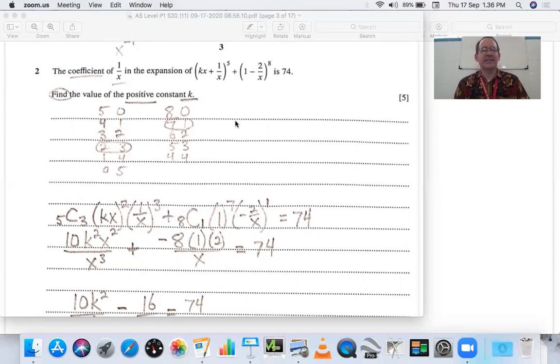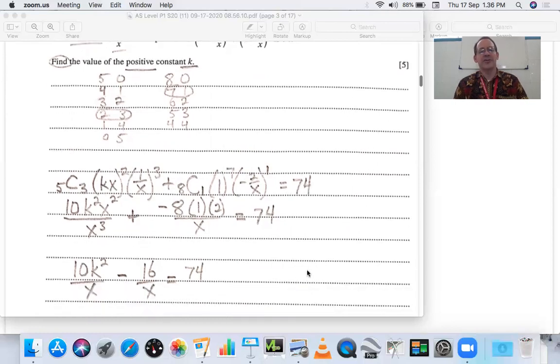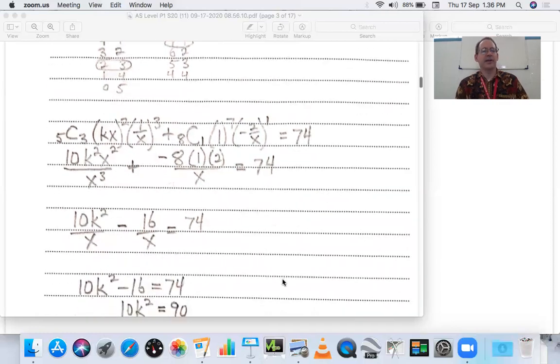So 8 is the n, 1 is the r, so 8c1 with our first term being 1 raised to the 7th power times the second term, which is a negative 2 over x. Don't forget the sign. So you have a negative 2 over x raised to the first power, and both of these combine to give us 74. Now remember, the 74 is the coefficient only, so we don't have to worry about the variable later on.